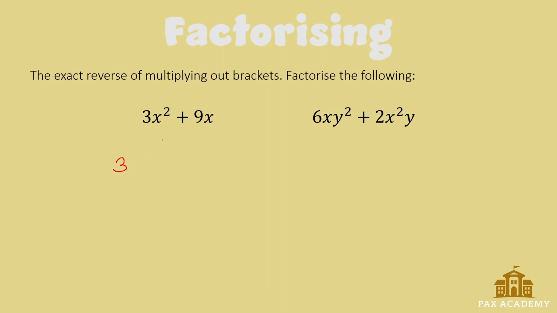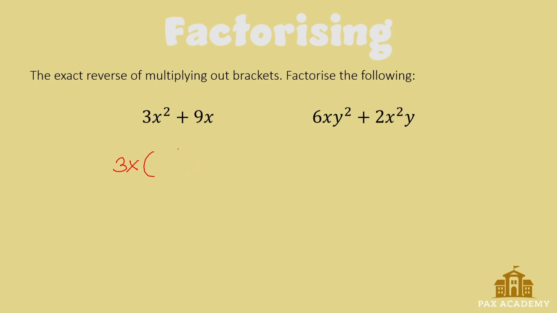And then the second step is to look at each letter in turn and to take out the highest power that goes into every term. So in this case, we only have x's. So we look at the x's and then we need to take out the highest power that goes into every term. So we have x squared and x. In that case, the highest power is just x, okay? 3x.